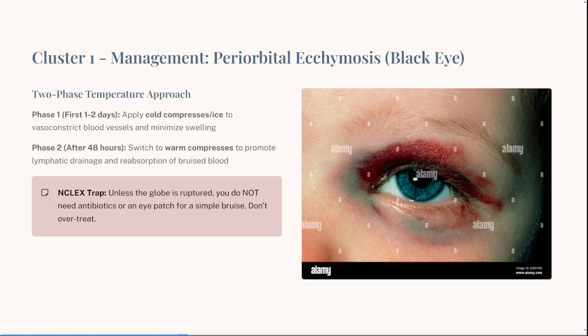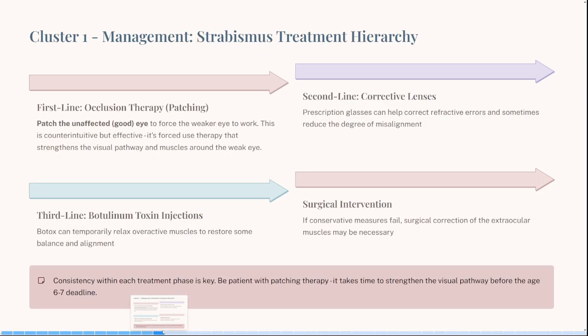Starting with strabismus, the main non-surgical treatment feels a little counterintuitive. It does, but it's effective. You patch the unaffected eye, the good eye, to force the weaker eye to work. Exactly, it's forced use. You cover the strong eye, which forces the brain to pay attention to the weak, deviating eye. This strengthens that visual pathway and the muscles around it, hopefully before that age 6 deadline.